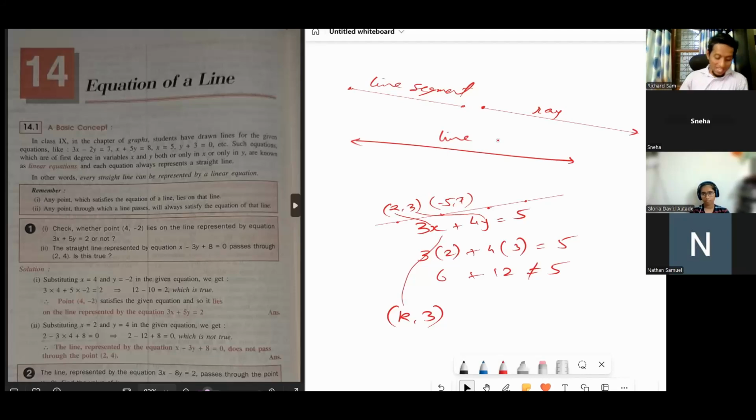Go to 14a. Open your textbooks. Chapter question 14a. Look at the 6th question.